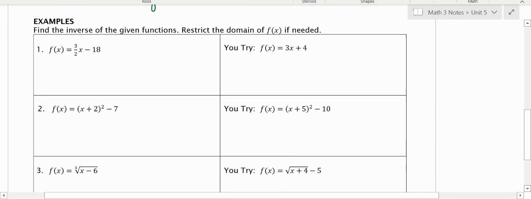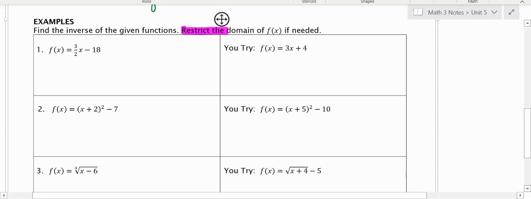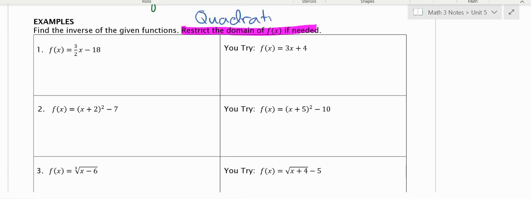So the first example is we're going to go ahead and calculate the inverse and restrict the domain if needed. And typically we only need to restrict the domain if we're working with a quadratic, right? Because that's that U shape, or if we're working with an absolute value, but we're not going to see one of those. So if I have an x squared in my f of x, or anything with an x squared that I'm starting with, I have to restrict the domain. Otherwise, I'm going to get this C shape that's not going to work out.